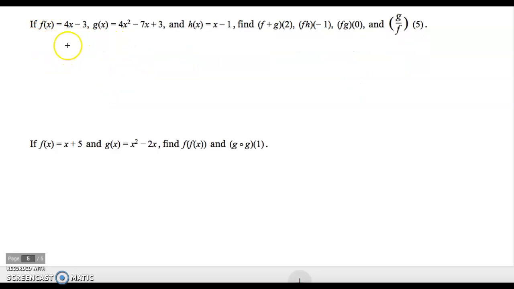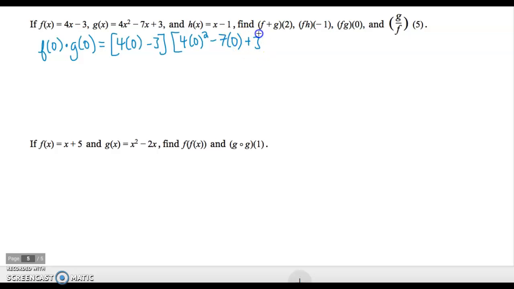Okay, so in our next one, we're going to do f times g of 0. So we're going to do f of 0 times g of 0. So f of 0 would be 4 times 0 minus 3. And then g of 0 would be 4 times 0 squared minus 7 times 0 plus 3. Okay, 4 times 0 is 0. 0 minus 3 is -3. And then times 4 times 0 is 0, minus 7 times 0 is still 0, plus 3. It's just a positive 3. So then we get -3 times positive 3, which is -9.